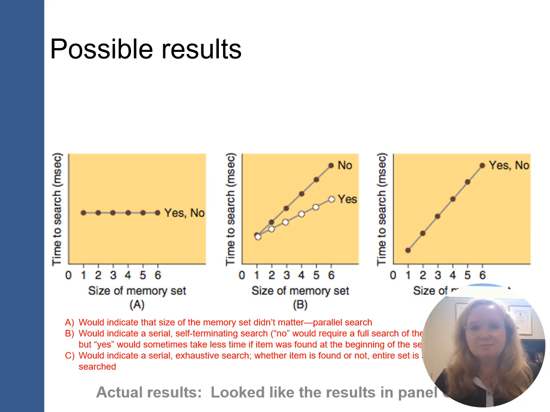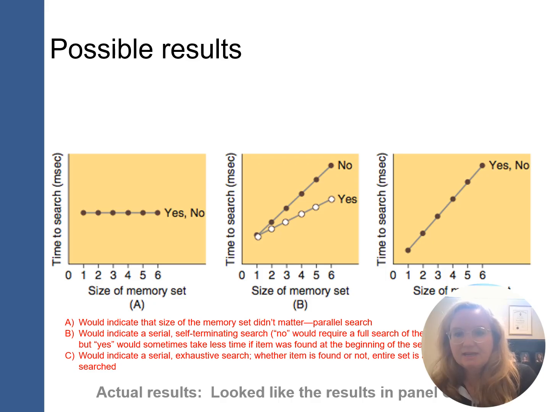Okay, so here are 3 possible results. You could have the memory set size listed on the x-axis here, 1 through 6. And then on the y-axis, we're plotting the time to search, asking the question if the letter is in the display. Now, if it doesn't matter, if they're not going one by one, if they're just miraculously pulling all 6 things at once, then your data should look like panel A, right? Whether the letter is there or not there, they just look at the whole display in their mind, and then they're like, yes, no, as if they're looking at it, okay?